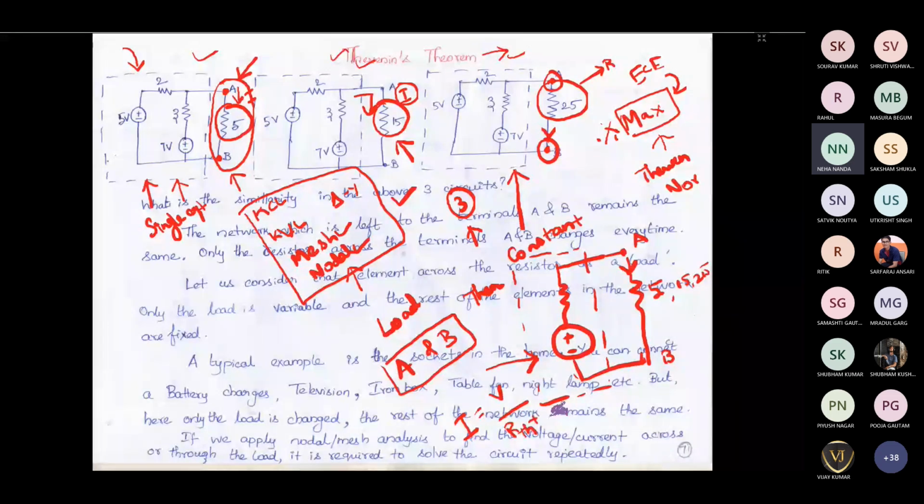So your V is fixed and R Thevenin is fixed, then only this RL is going to change, then you can find the current easily. Okay, this is what you are going to do in Thevenin theorem. If the same constant part is replaced by a current source with a resistor in parallel, then that is called the Norton theorem.